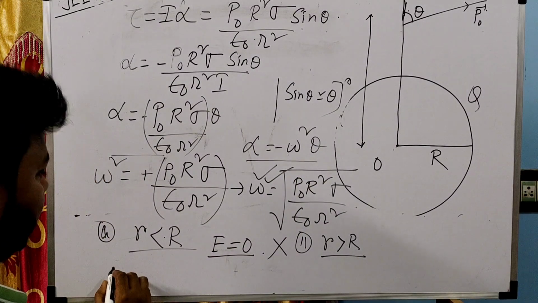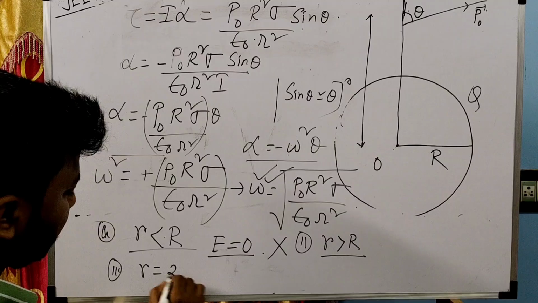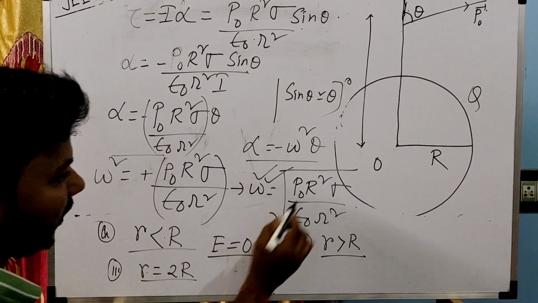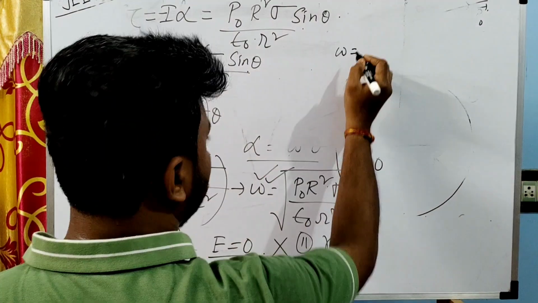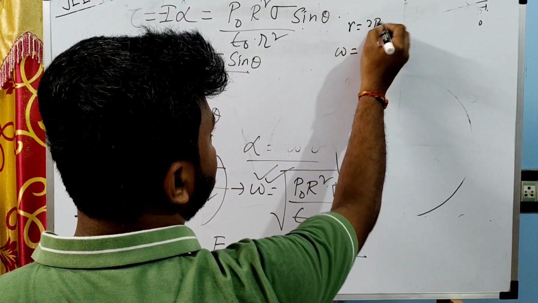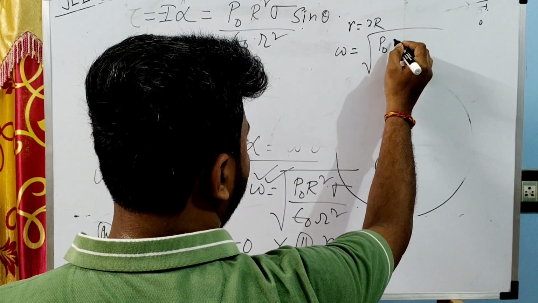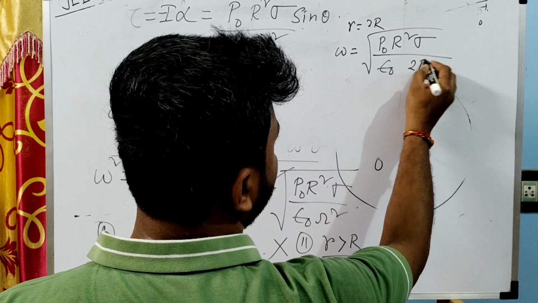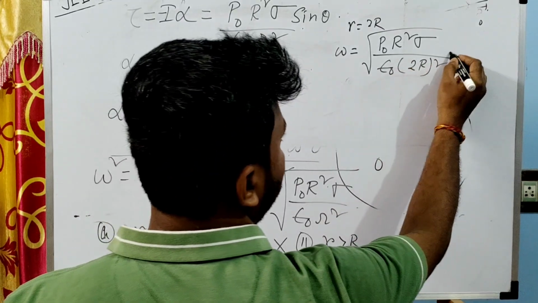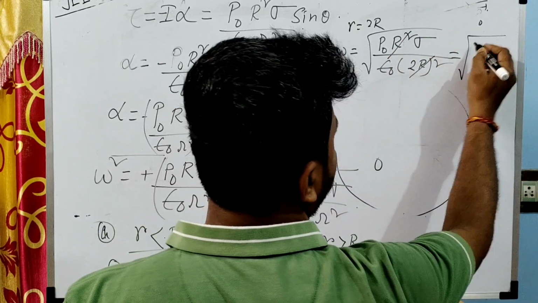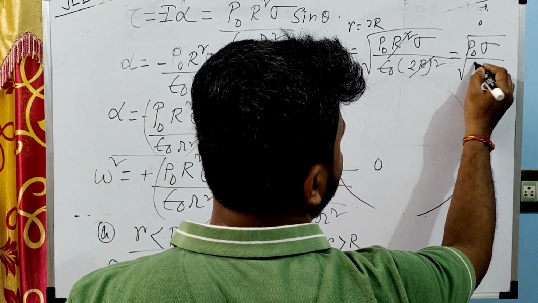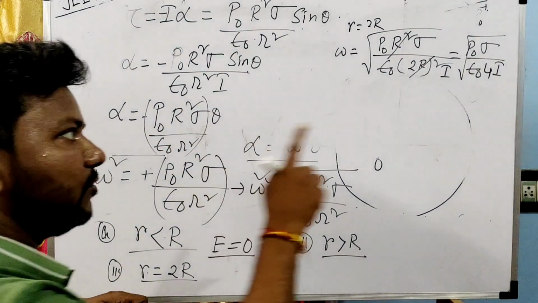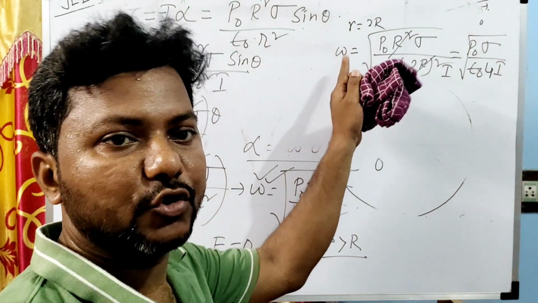The third option is if small r is equal to 2R. Now we put small r equal to 2R in this equation. Then omega is the square root of P naught R square sigma by epsilon naught into 2R whole square into I. R square is cancelled, so it becomes P naught sigma by epsilon naught into 4 into I. So option C is also not correct.